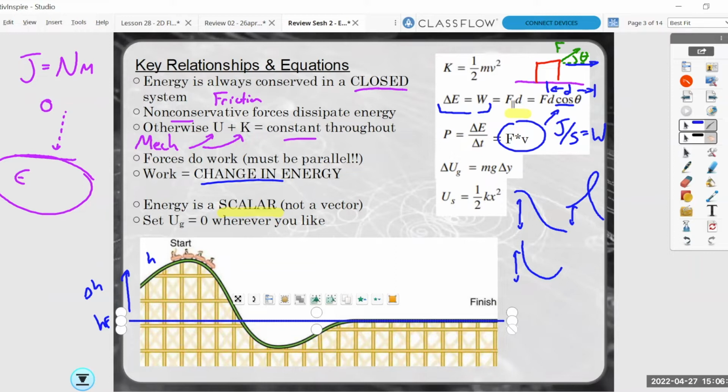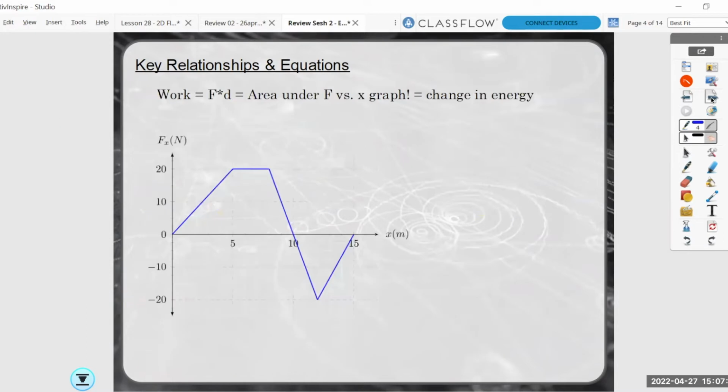Otherwise, they're pretty nice. Most of these equations are on there. The potential energy of a spring, potential energy from gravity, all of this, kinetic energy, of course, all that is on there, which is nice for you.